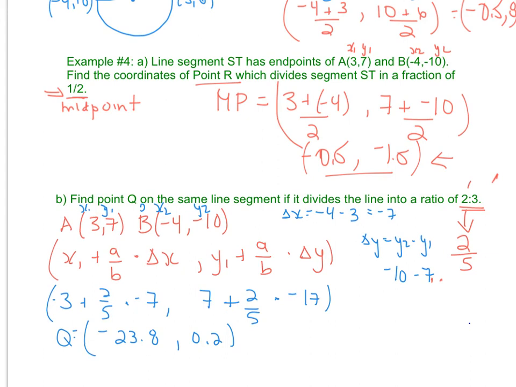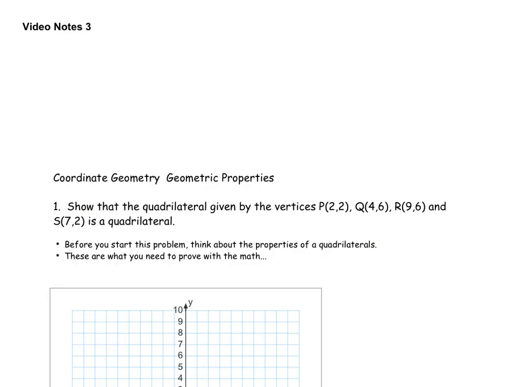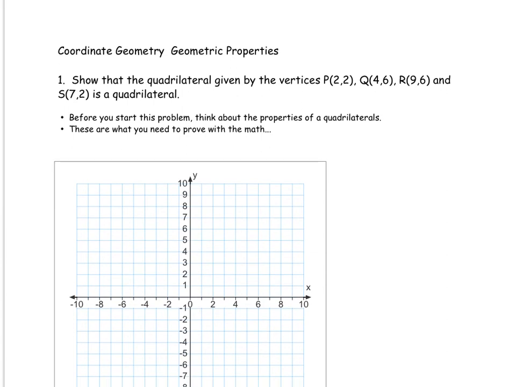Now, what is last to do with the problem? Coordinate geometry, geometric properties. So this is a potential question on a government test. Show that the quadrilateral, remember a quadrilateral is a shape with 4 sides. Show that the quadrilateral given by the vertices 2, 2, 4, 6, 9, 6, and 7, 2 is a quadrilateral.